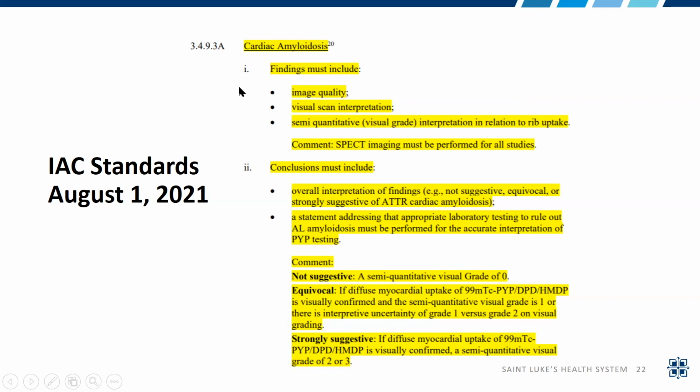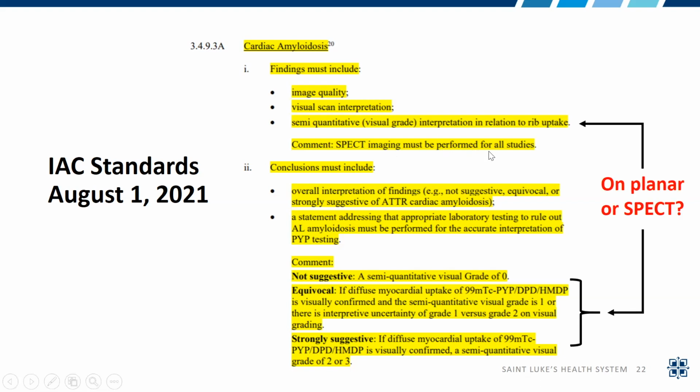Just want to call attention to the IAC standards. These were just published in August of 2021 of just what should be included in a PYP report. We have image quality, visual scan interpretation, semi-quantitative grade, and then conclusion should include overall interpretation and a statement talking about appropriate lab testing to rule out AL amyloidosis. My issue with this, again, is that when we talk about the semi-quantitative grade, that has historically been an assessment of the planar images, which is something we want to move away from.